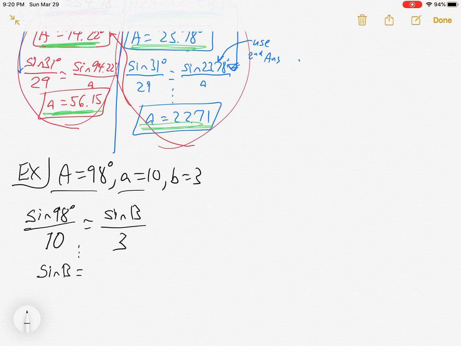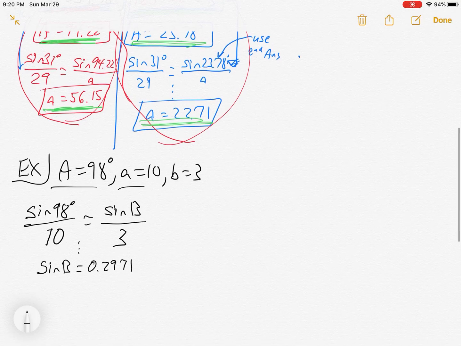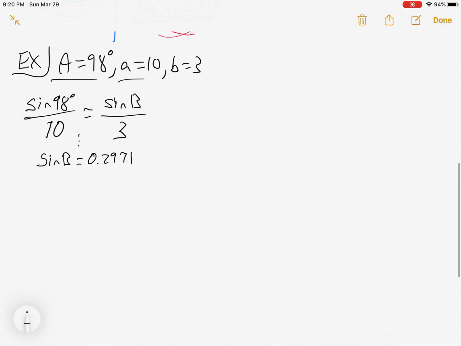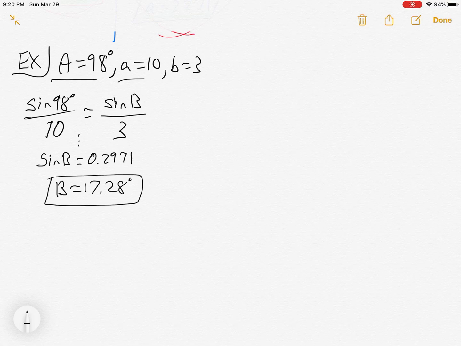Sine of b, check me on this if you want. Sine of b is 0.2971. Which tells me that b is 17.28. Go ahead and box your answer. Let's store it in our calculator. Stow.